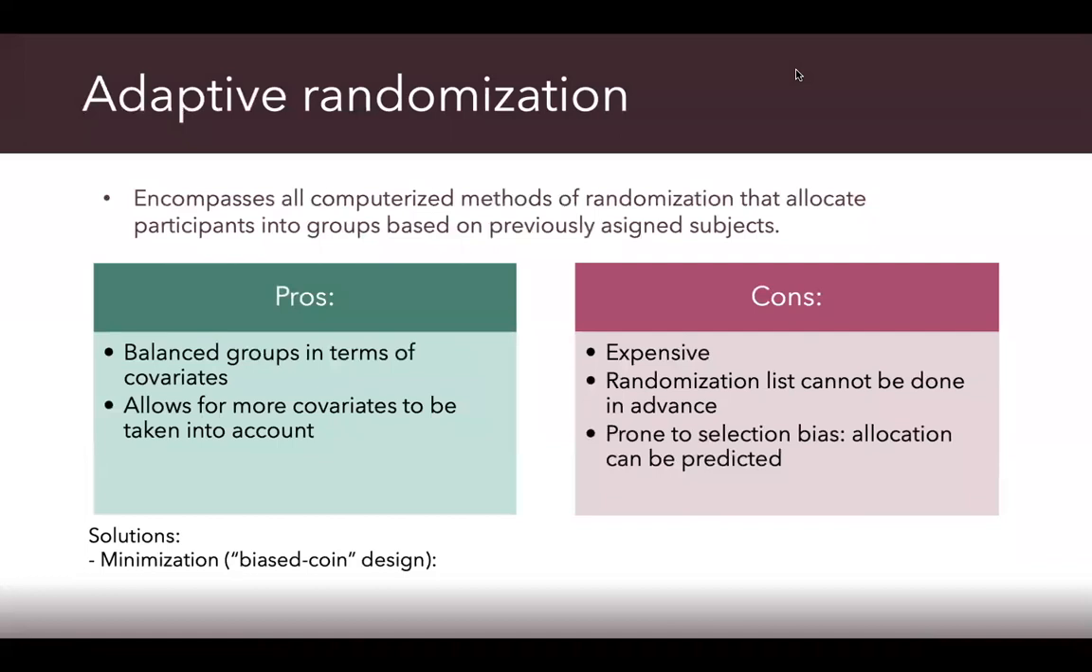Last but not least, we have adaptive randomization. It encompasses all computerized methods of randomization that allocate participants into groups based on previously assigned subjects. Advantages of this method are that it helps have balanced groups in terms of covariates and allows for large numbers of baseline characteristics to be taken into account. However, it is very expensive, it is very complex to carry out, and it is also prone to selection bias because allocation can be predicted based on the previous participant that was allocated.